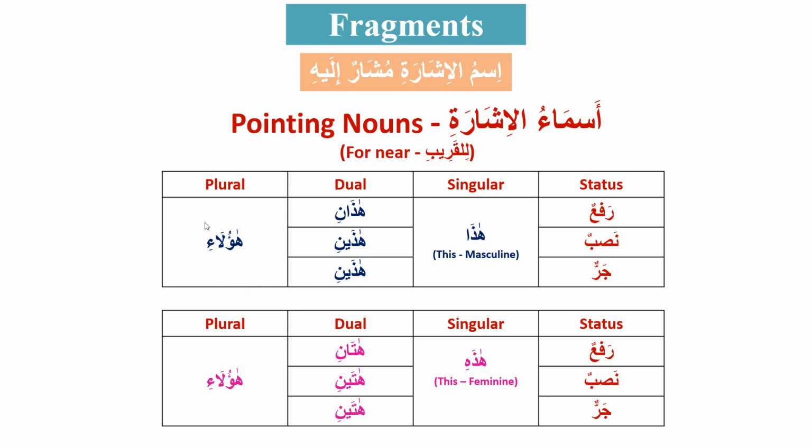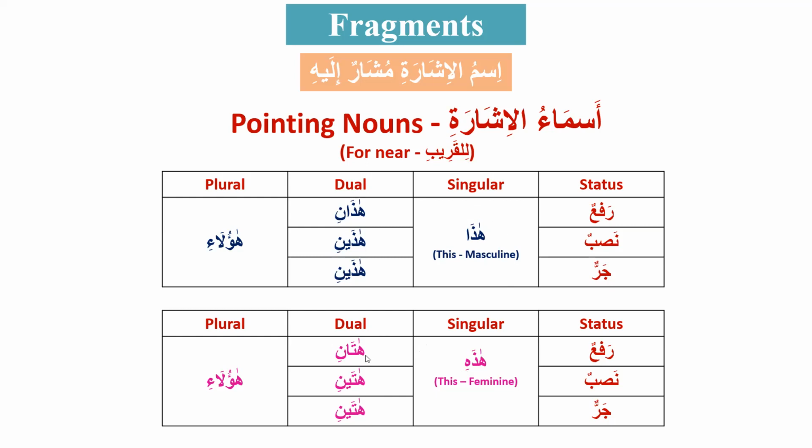Rafa, nasab, jar is the same. It means these, and it is used for masculine. So this is how you memorize it. Haza, hazani, hazaini, haulai. Then the feminine version of this is hazihi. Again, this is non-flexible. Rafa, nasab, jar, same word. It doesn't show its status. It means this, but it is for feminine. So if you're pointing to a feminine thing, then you would use hazihi. If you're pointing to a masculine thing, then you will say haza. And what's the dual of hazihi? Hatani, hataini.